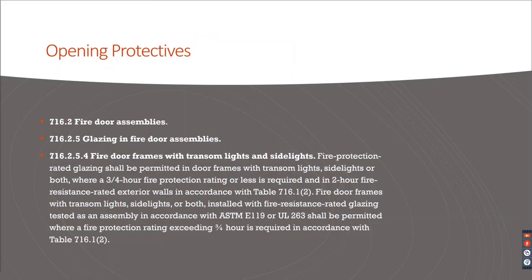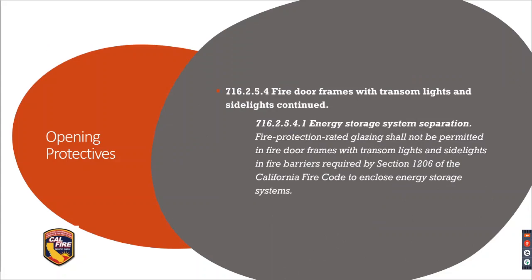When they have the transom lights, you've got some requirements here for when they have the transom, and don't forget the frames, well, in all of them. And you've got the section thrown in here for energy storage system separation. Fire protection rated glazing shall not be permitted in fire door frames with transom lights and side lights in fire barriers that are required by 1206 of the fire code.